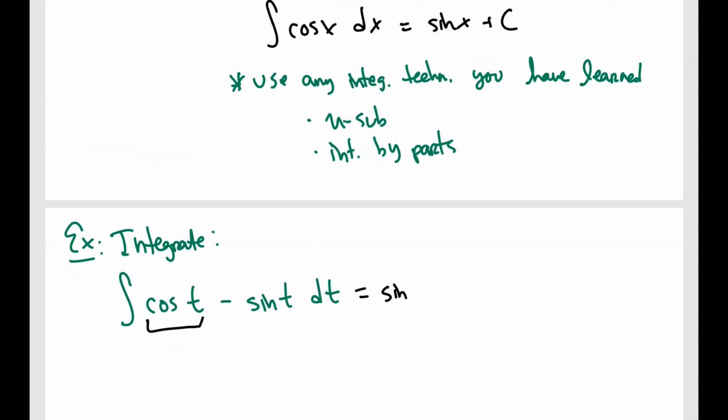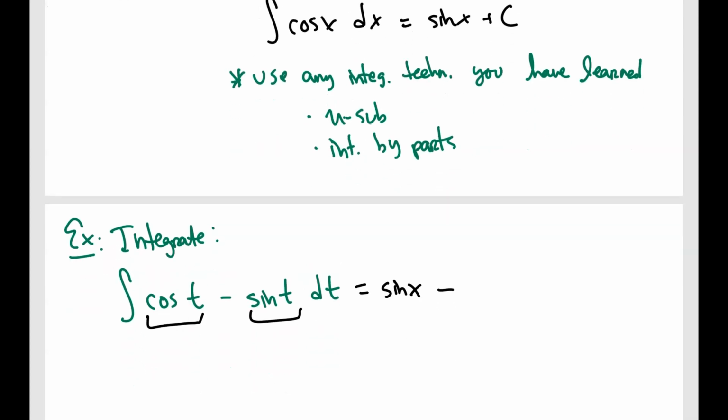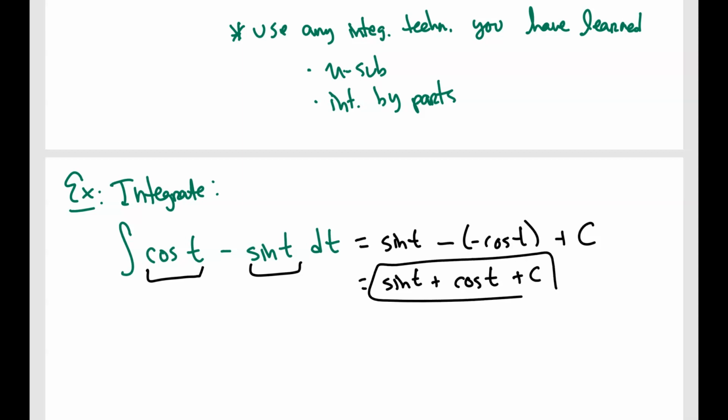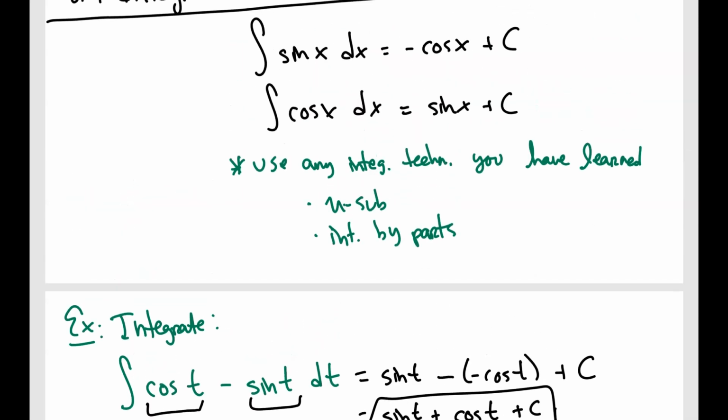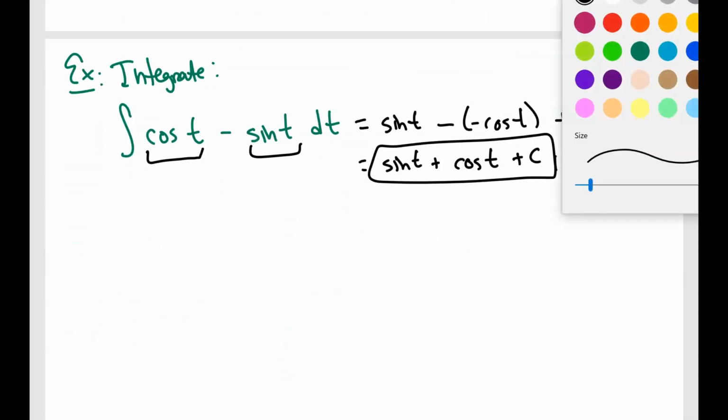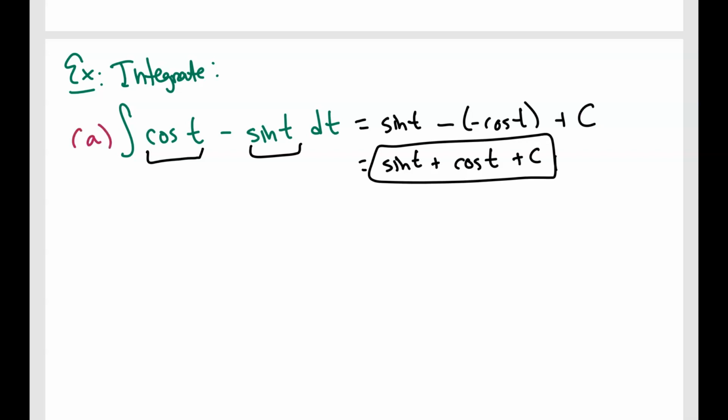It's going to be sine of t, minus the antiderivative of sine of t, which is just going to be negative cosine of t, plus c. Negative and negative is going to give me a positive, so sine of t plus cosine of t plus c. So this one was just straight up looking at the integrals and then plugging them in. That was part A.